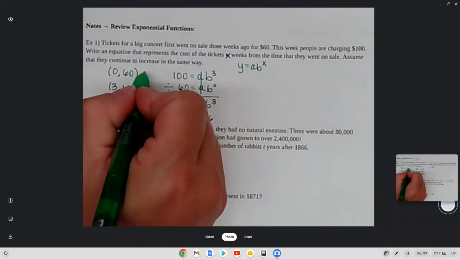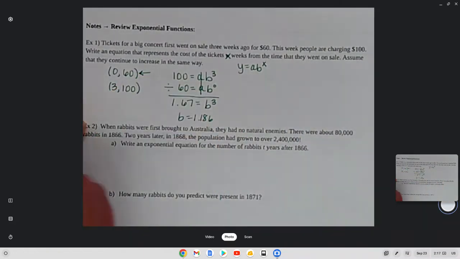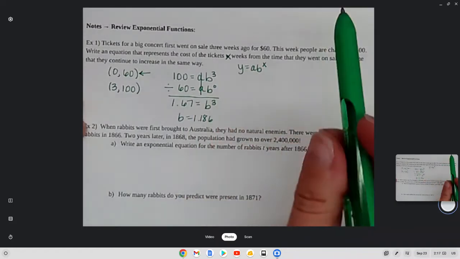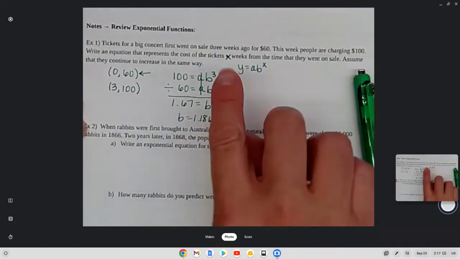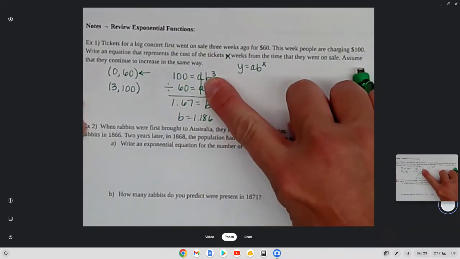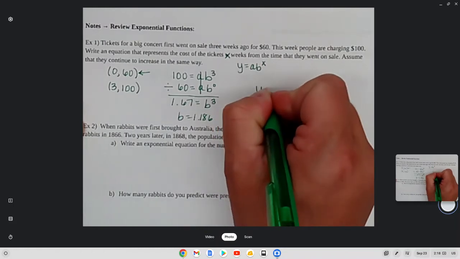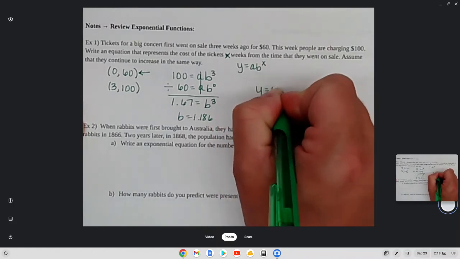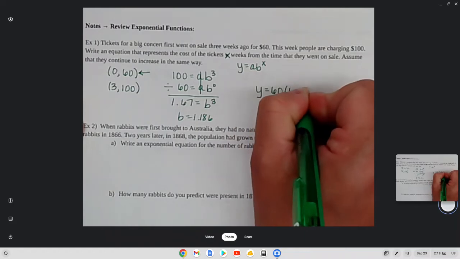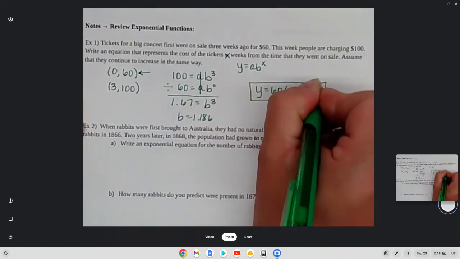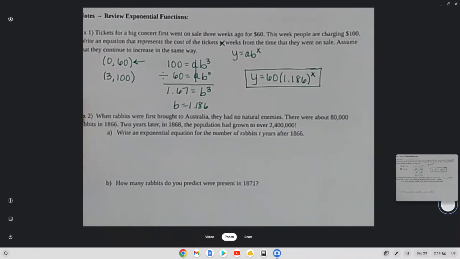Now we already know the A value. Remember, the A value is when the X is 0. You can see that here, because before I cross this off, this would become a 1, and so then your A would be equal to 60. So our A value is 60. Our B value is 1.186. So then our final equation is y equals 60 times 1.186 to the X. There we go. And that's as far as we had to go. We just had to write the equation for that one. Okay.